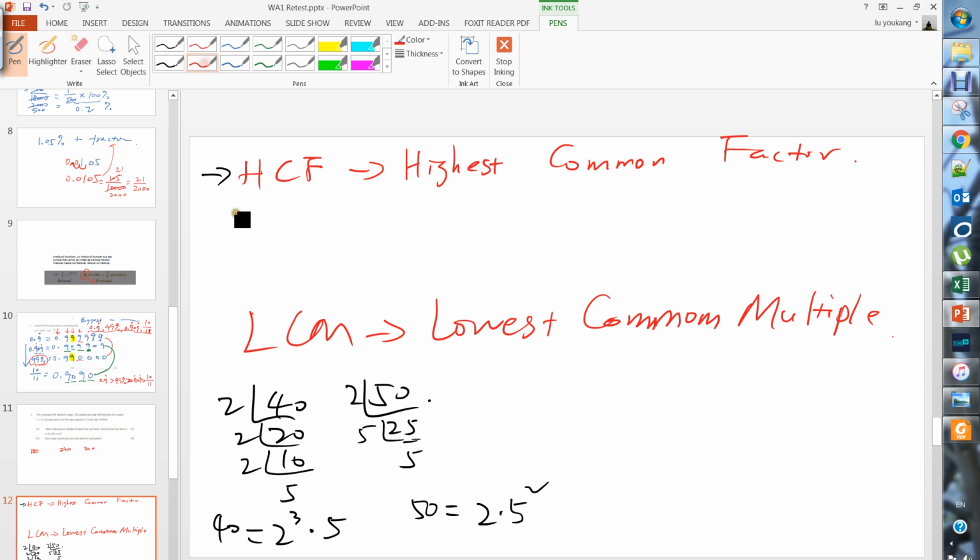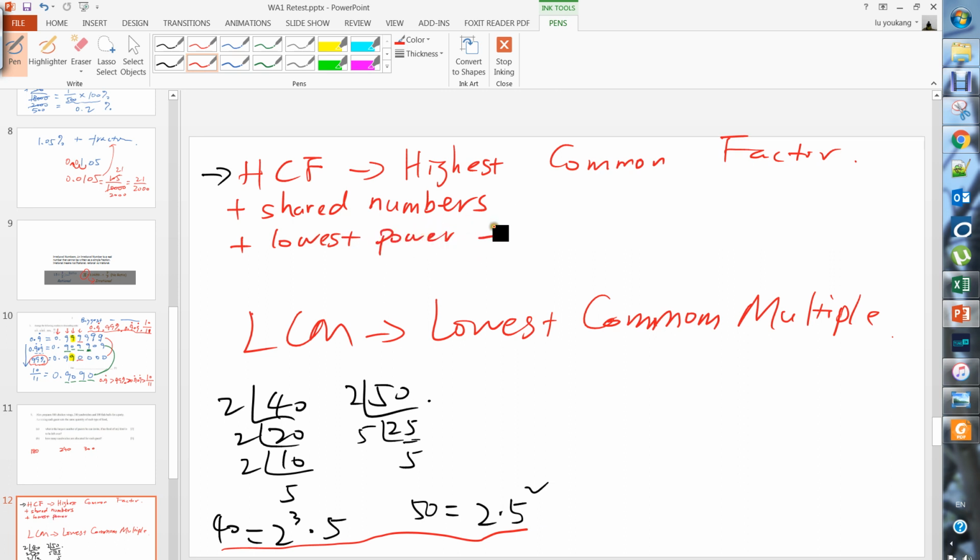My way of doing it is, I want to remember that to find the HCF between these two numbers, take the shared terms, or rather shared numbers, and choose the lowest power for the shared terms.